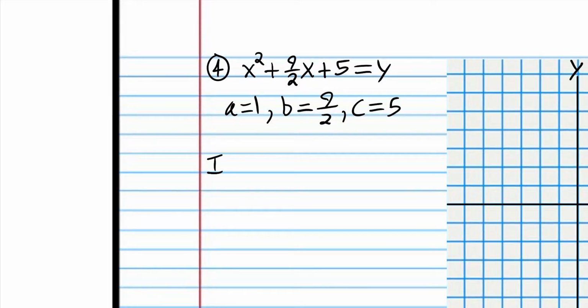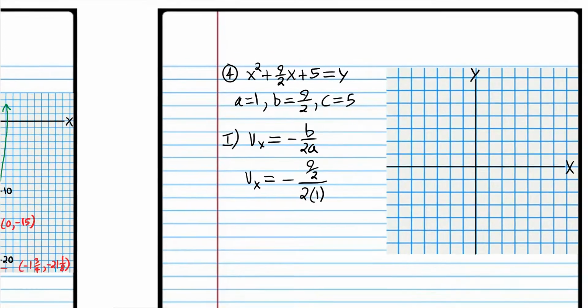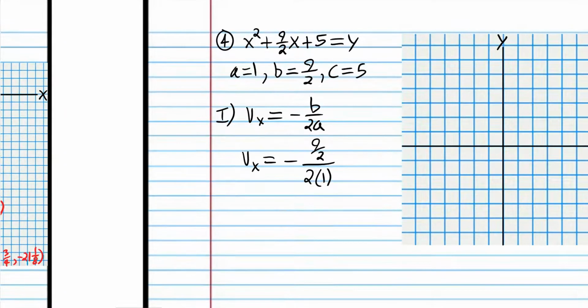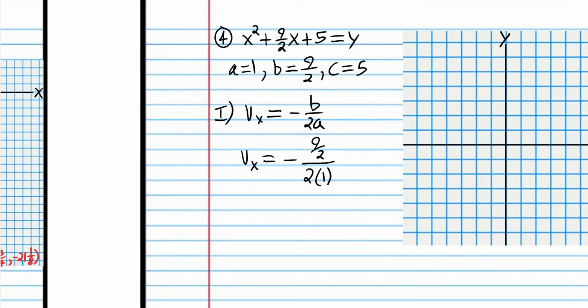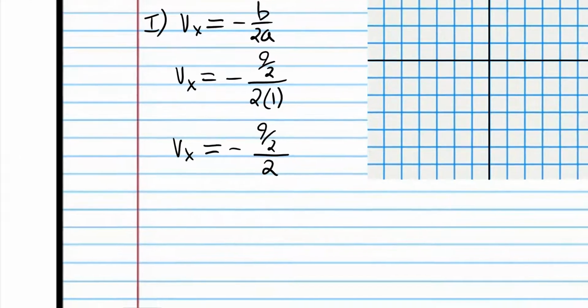And step 1, as usual, is to find the x value of the vertex, which is, we're going to use this formula. And b is 9/2, and a is 1. And so we just have to do the math on that and simplify. And we get negative 9/2 over 2, because 2 times 1 is 2.